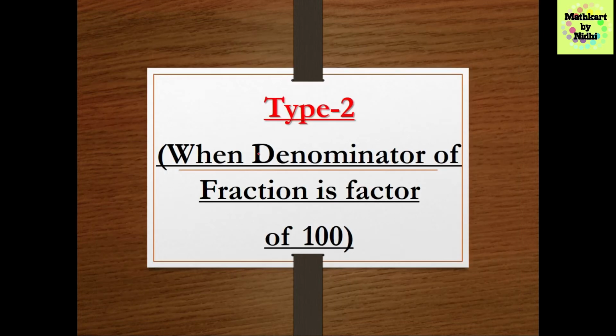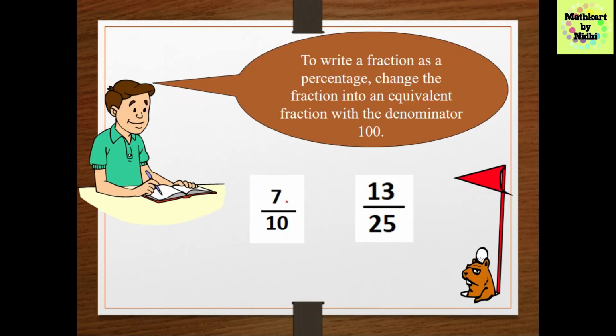Now the second type: when the denominator of a fraction is a factor of 100. For example, 7 upon 10. 10 is a factor of 100. 13 upon 25, 25 is also a factor of 100. That means if we divide 100 by 10, it is completely divisible, and 100 by 25 is also completely divisible. So to write such a fraction as a percentage, change the fraction into an equivalent fraction with denominator 100.